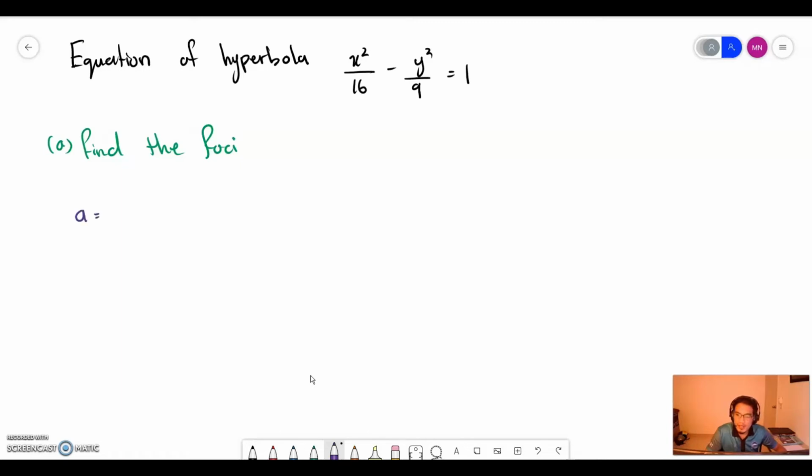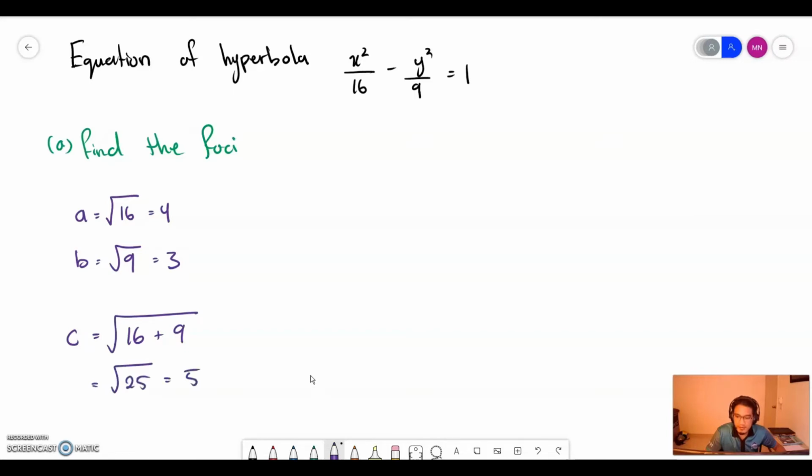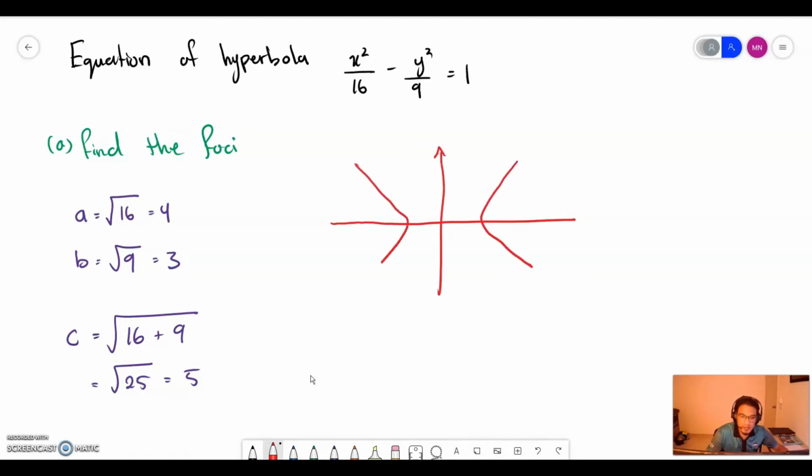So a in this equation will be the square root of 16, that is 4. b equals the square root of 9, that is 3. So our c is the square root of 16 plus 9, which is the square root of 25, and we have c equal to 5. Based on our hyperbola, since the negative sign is placed with the y, our hyperbola will be in this orientation where the major axis is horizontal.